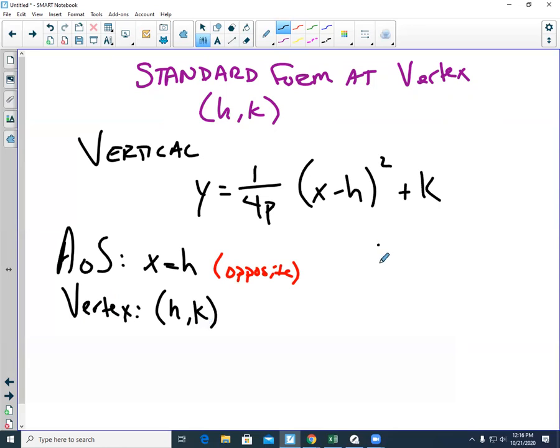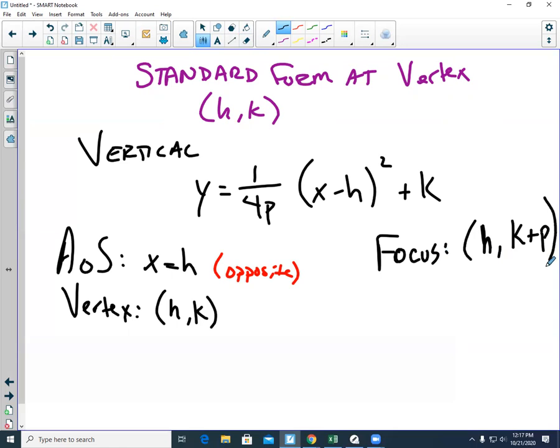We have our focus point. So if we have our focus point, remember the focus point is on the axis of symmetry. So if the focus point is on the axis of symmetry, that means that the focus point is going to have a coordinate of h comma something. Okay? Because the focus is on the axis of symmetry, and the axis of symmetry was h. So now I'm going to put the other value, which is going to be k plus p.